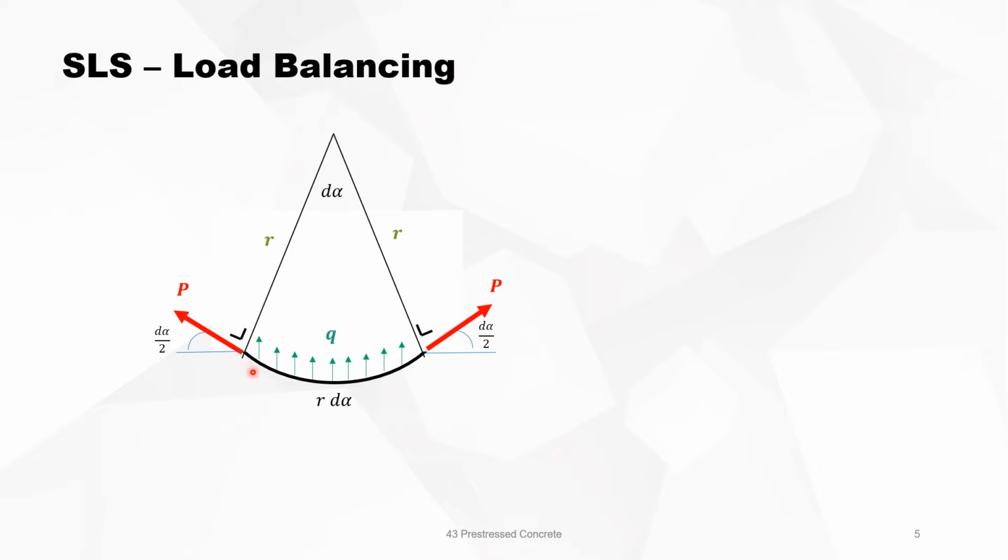Consider an infinitesimal small piece of tendon over an angle of d alpha with a radius of the tendon profile of R, which is constant. The tension in the tendon is P, and the force P is in equilibrium with the upwards pressure against the concrete, Q kilonewton per meter. The angles are d alpha over 2 and d alpha over 2.